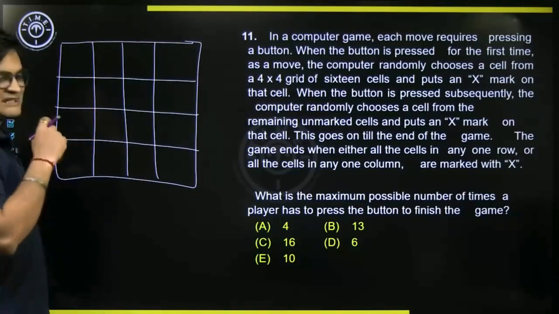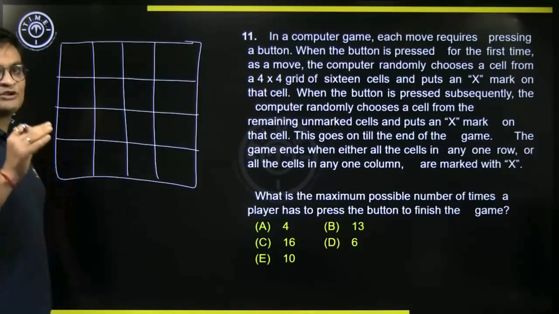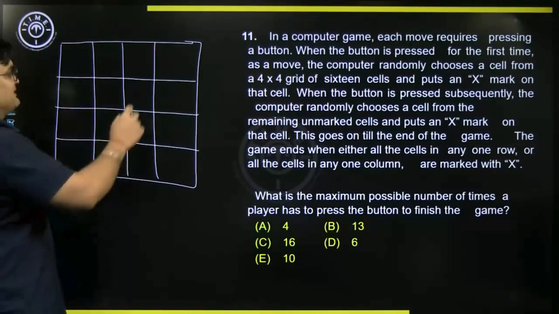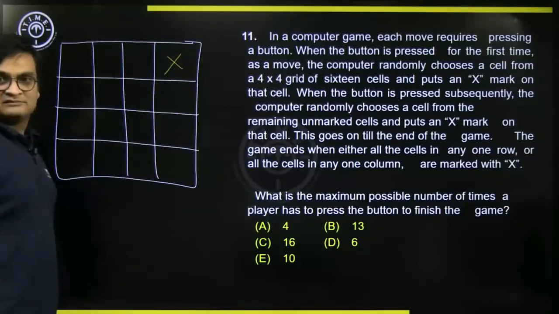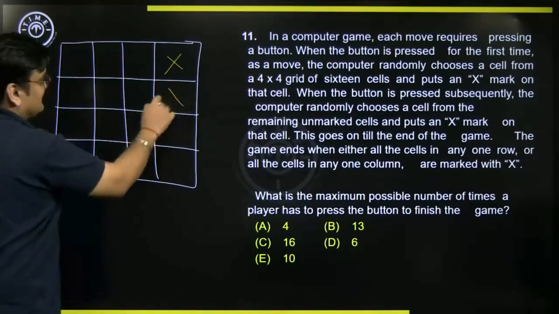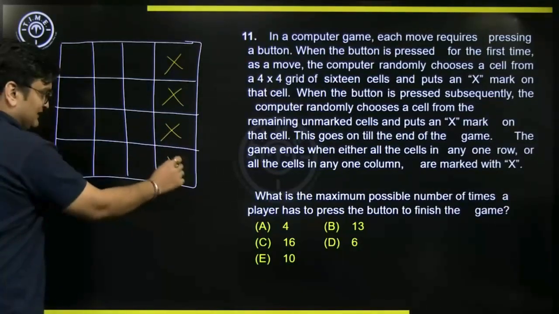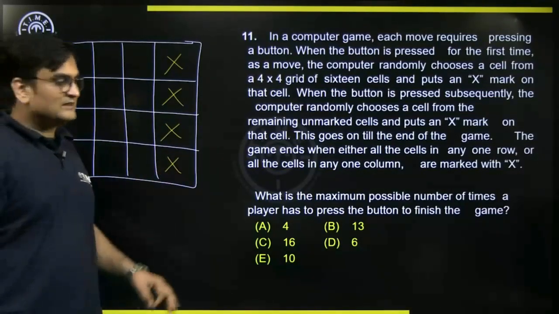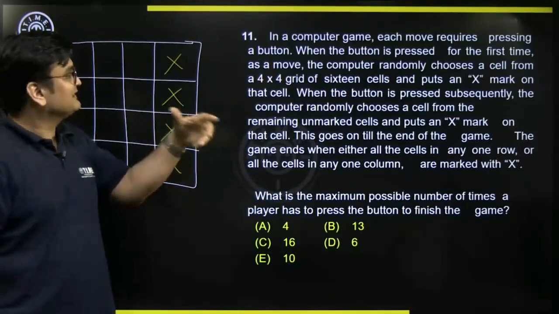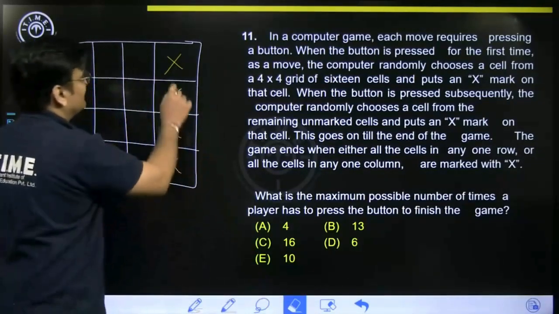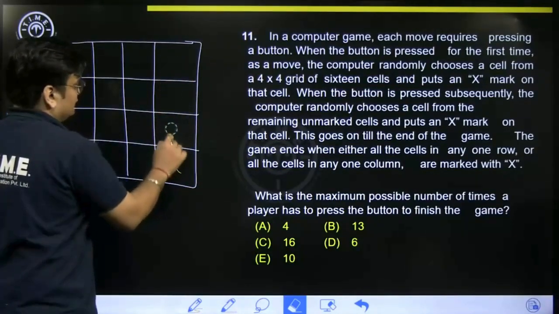Now, before we go for maximum, let's think about the minimum also. What could be the minimum number of times he could press? So let's say the first time he presses, he gets an X here. Second time, he gets an X here. Suppose. Third time, fourth time, he gets it here and the game ends. So that means minimum 4 turns, 4 moves will be required. Minimum 4 will be required to end the game.